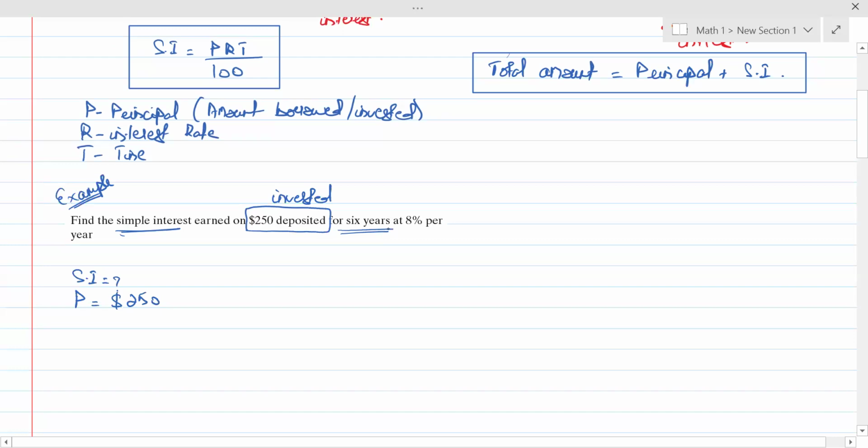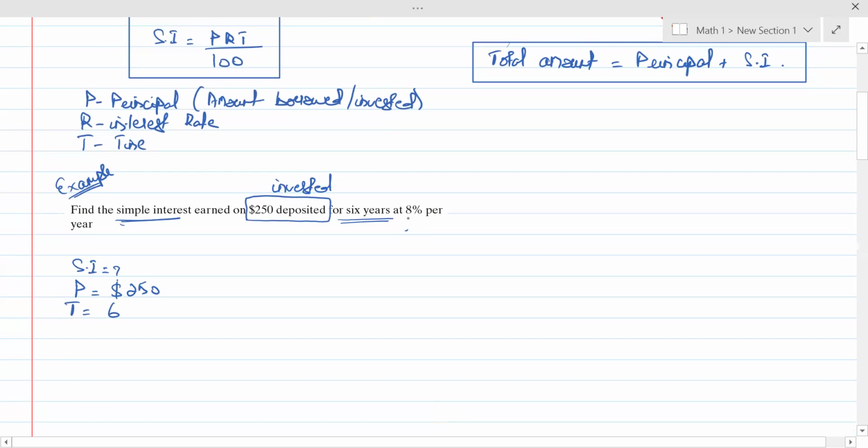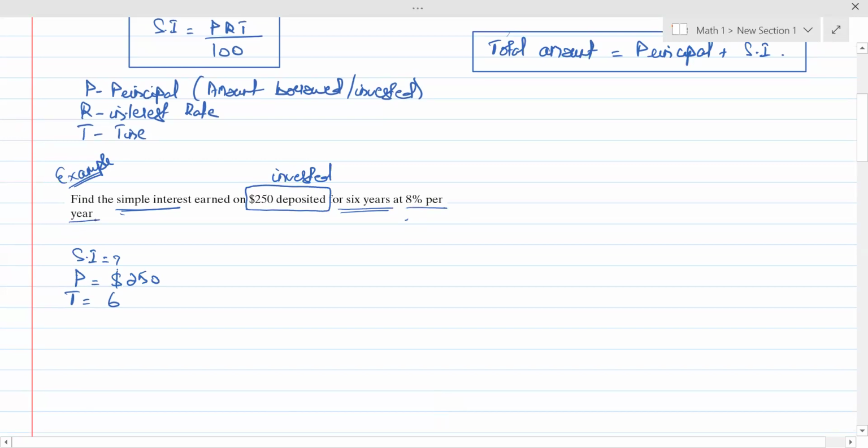for 6 years. So for 6 years means time here is 6. Keep in mind time is usually in years. So here 6 years means time would be 6 only. 8% per annum, per year. So whatever the interest rate is, make sure the time is also in the same unit. If it's 8% per year, then time also needs to be in terms of years.